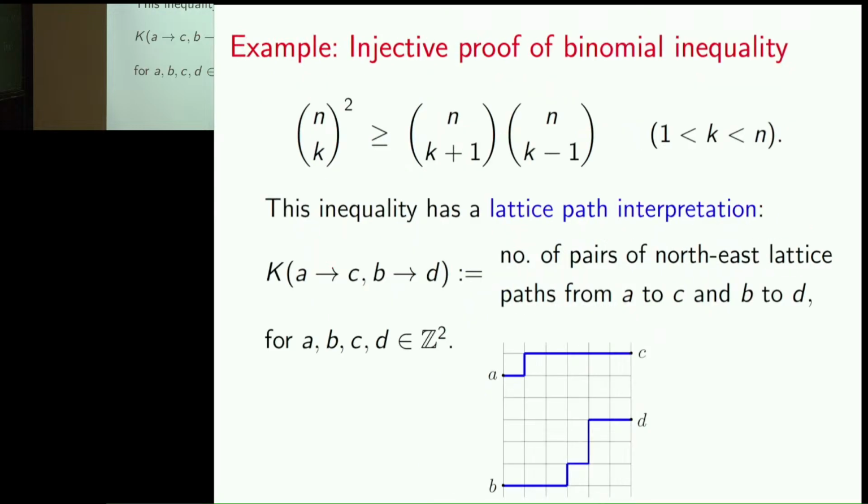And here's an example of such an injection. This is the binomial inequality that we saw at the beginning. And this inequality actually has the following lattice path interpretation. Let A, B, C, D be 4 points in the integer lattice, and let this be the number of pairs of non-northeast lattice paths. This means that the paths either go up or go right, from A to C and B to D. So like in this picture.